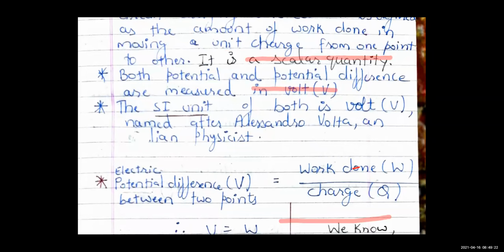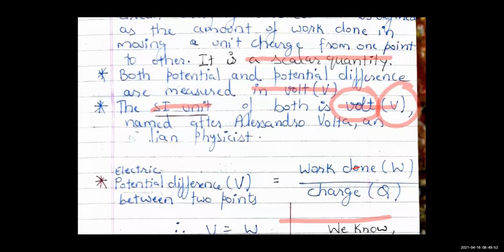Its SI unit is volt. How will you write volt? Small v-o-l-t, or you can write the symbol capital V. It is named after the scientist Alessandro Volta, right, beta? He was an Italian physicist. On the basis of his surname, the SI unit of potential difference is named.